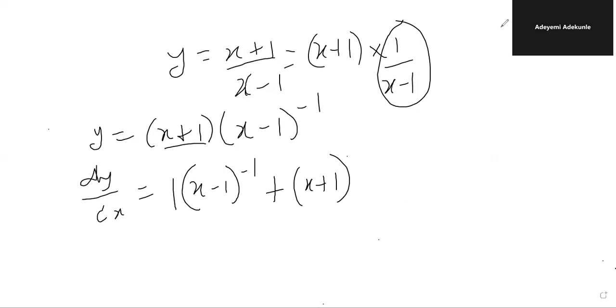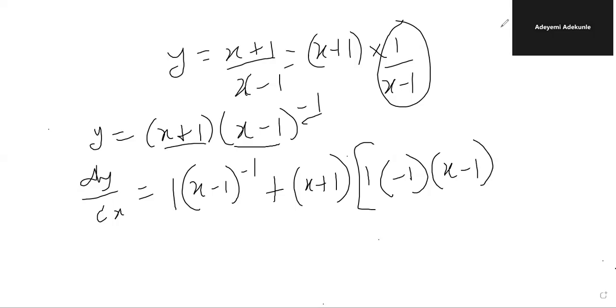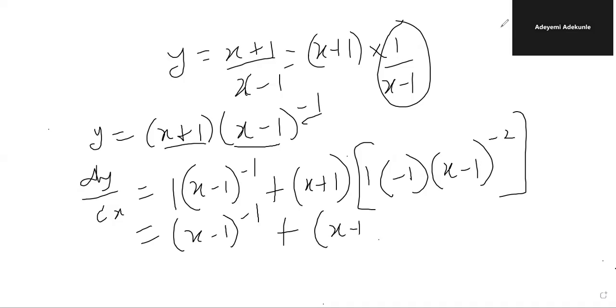All right. So differentiate the second one. If you want to differentiate this, you have to be very careful. The derivative of this means you differentiate what you have here. That's 1. You times it with the power minus 1. You rewrite x minus 1, then remove 1 from the power. That will be minus 2. So you have to be very, very careful. All right. So now we can have x minus 1 raised to power minus 1 plus x plus 1 into bracket of minus 1 times x minus 1 raised to power minus 2.